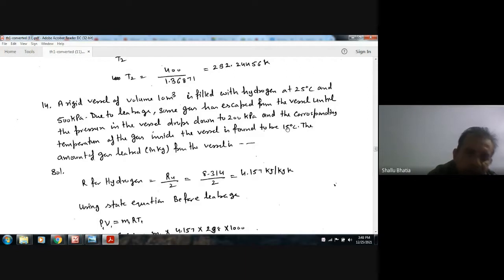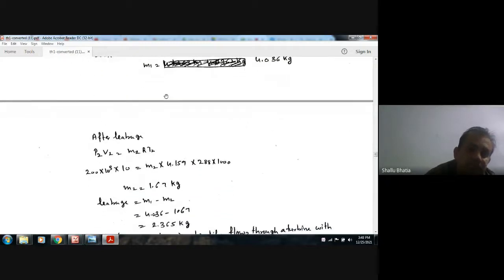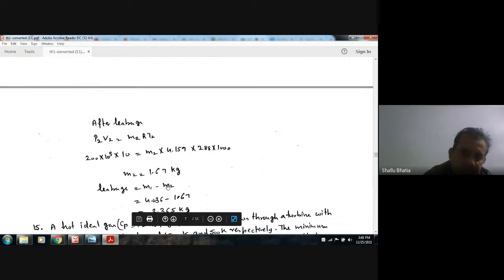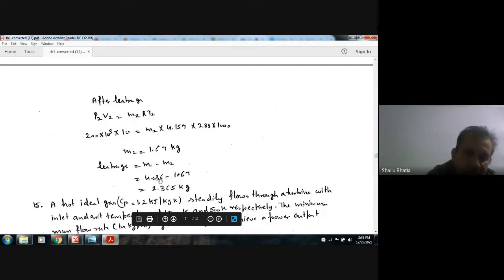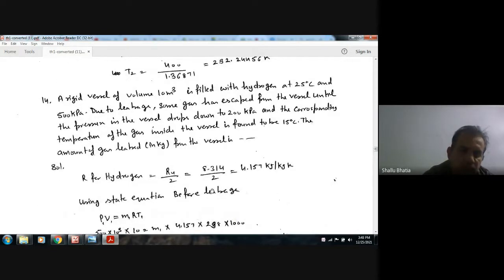Okay, and the volume of the vessel is the same, that is 10. Now, after the leakage, the new mass: we are using P2 V2 = M2 R T2, so we can find out M2. Okay, 1.67 kg. So leakage will be initial mass minus final mass, so the difference will be 2.365 kg. Okay, so the answer to question number 43 is 2.365 kg.